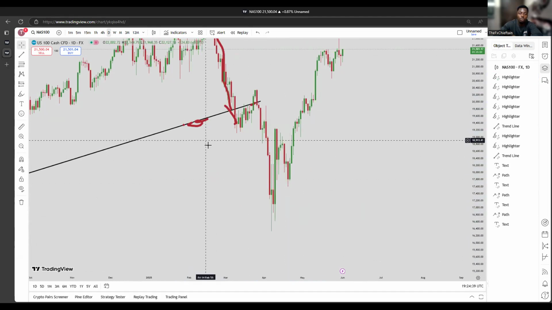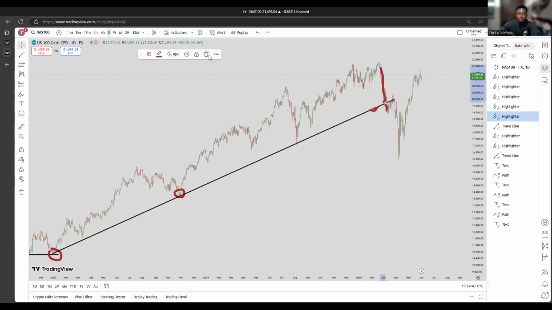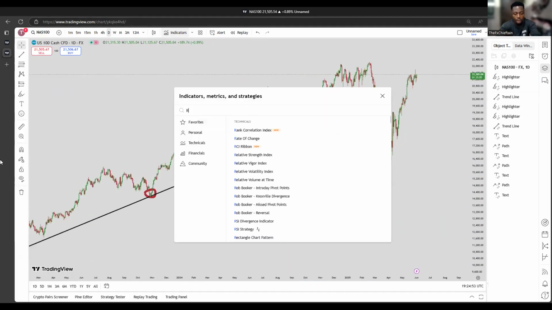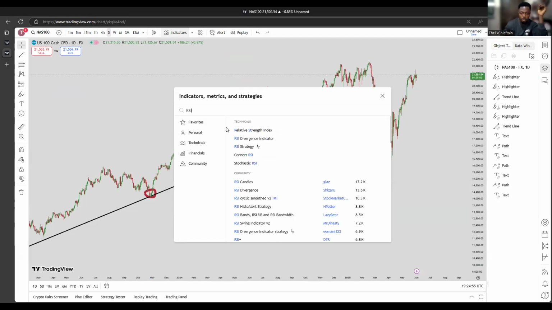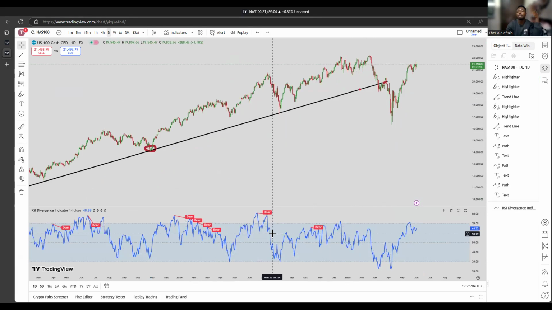All right, there are also a lot of things that go into play as regards strategy, so you would also want to wait for some confirmations. Also, we talked about RSI divergence. What you want to do right now is go to your indicators, click on your RSI divergence indicator. You can see it's going to pop up right here. Beautiful.